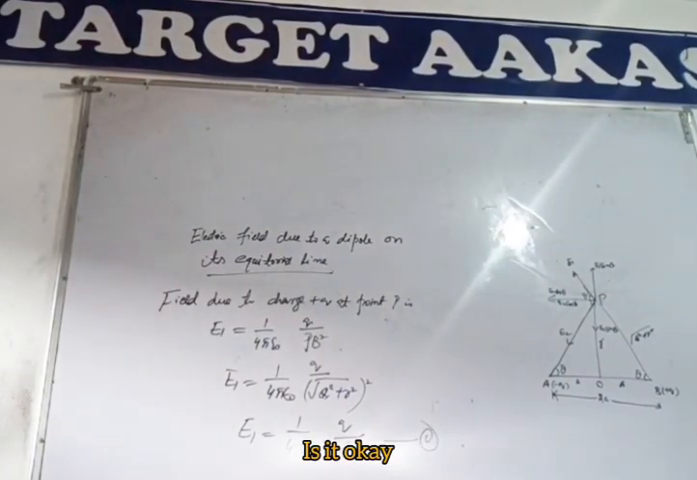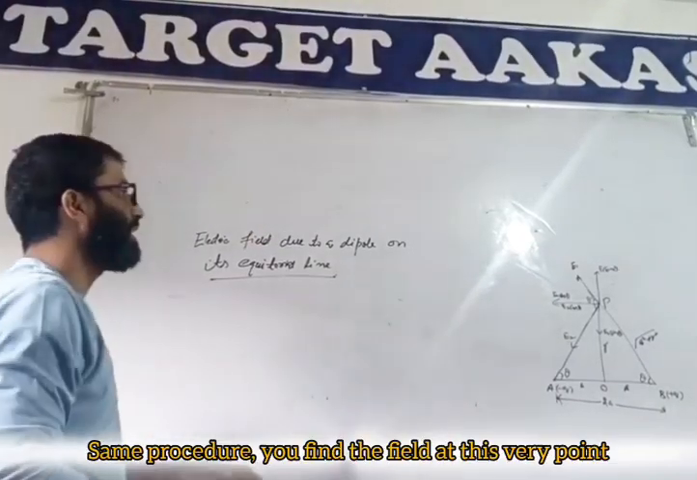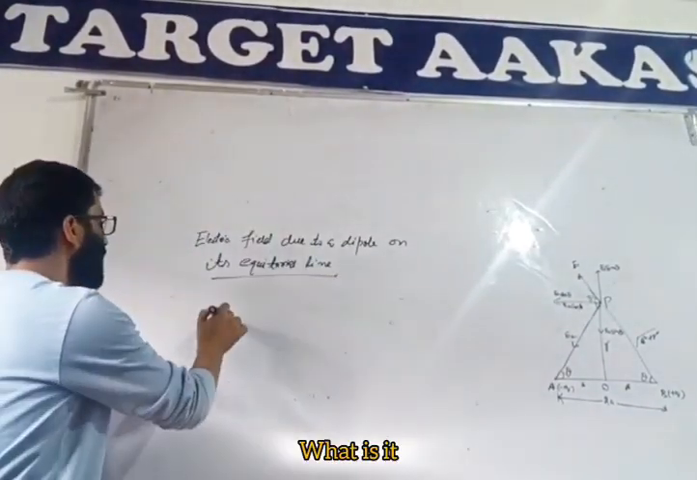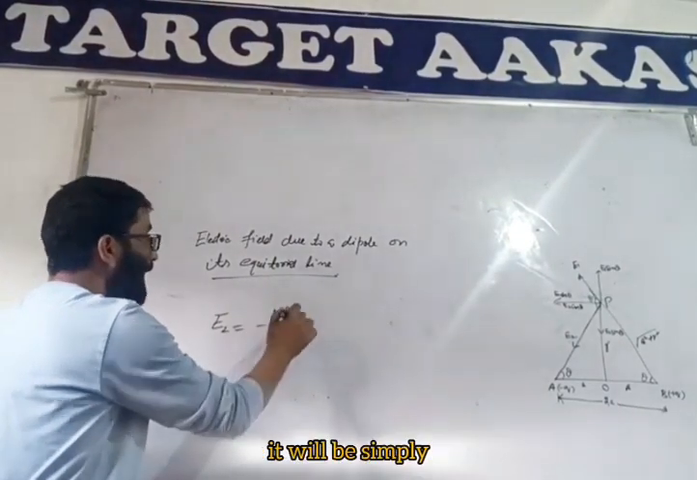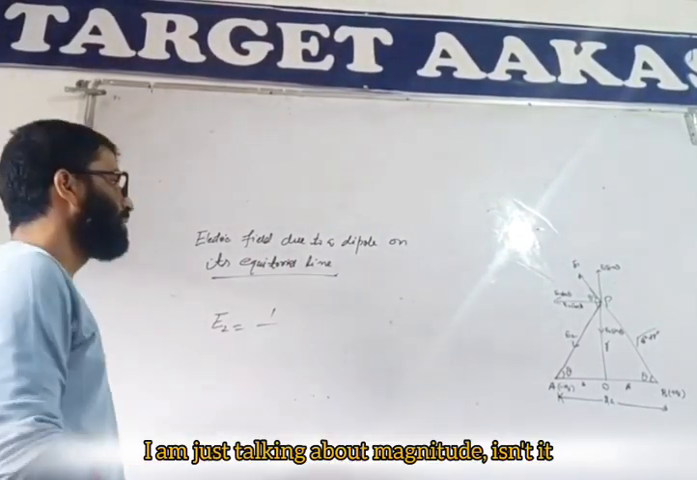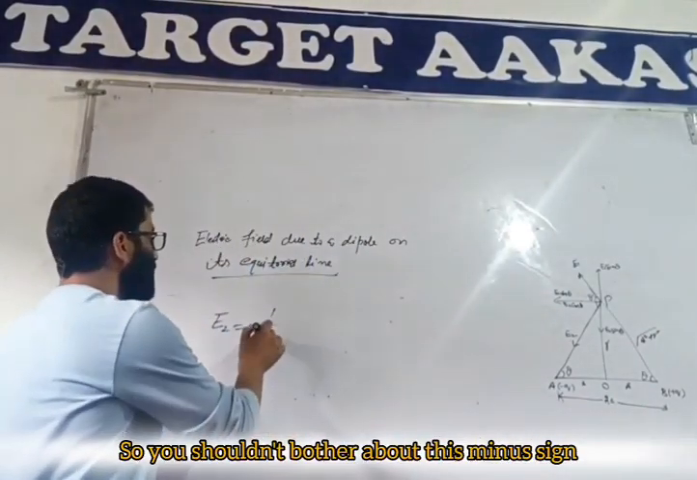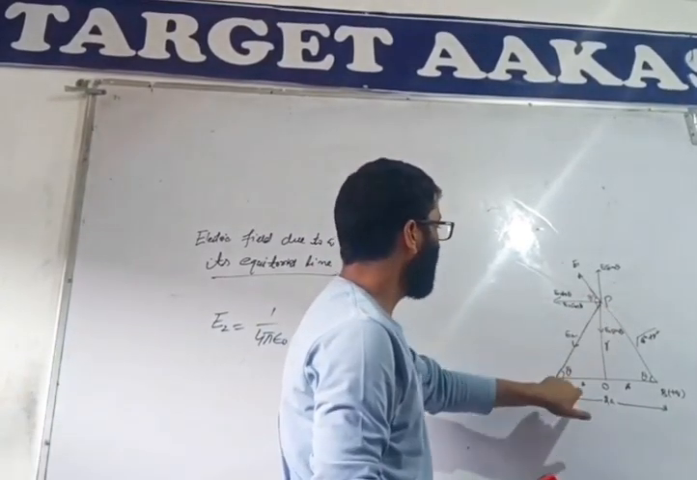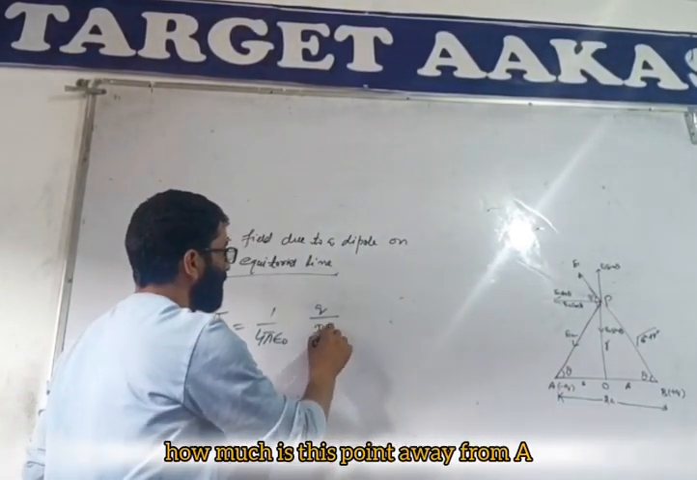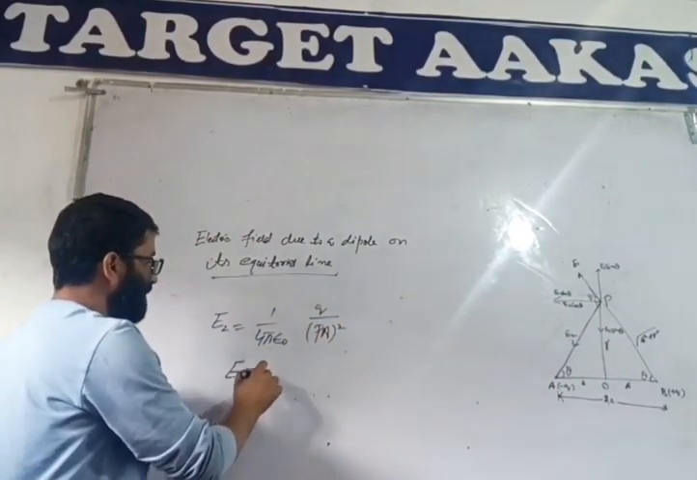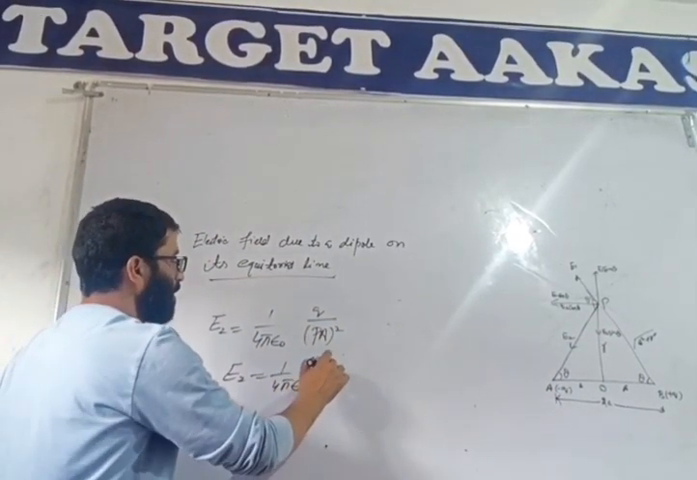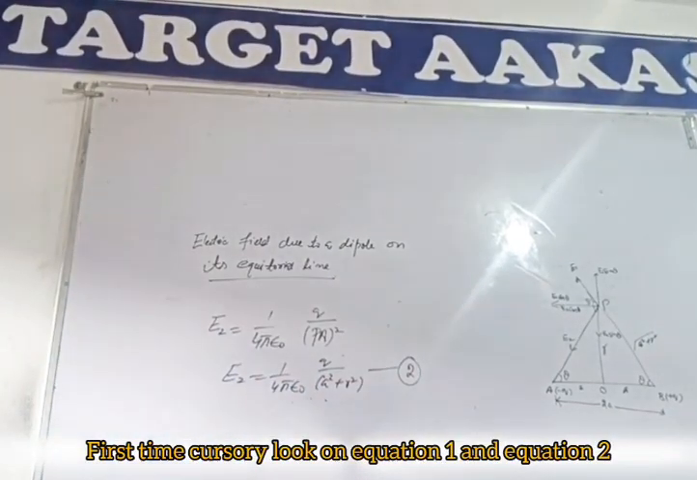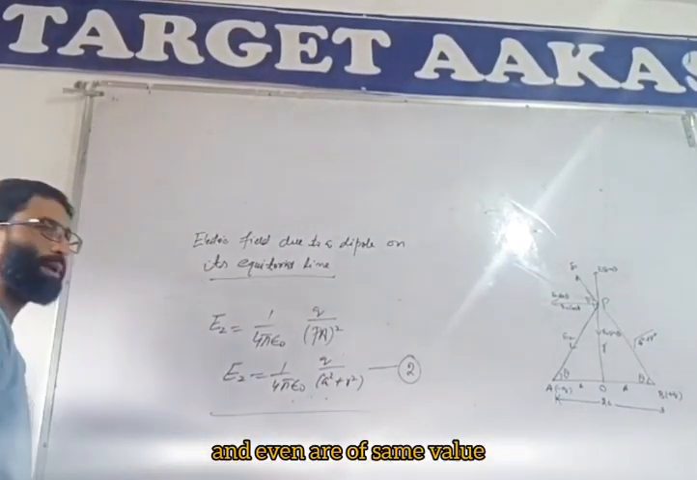Is it okay? Same procedure to find the field at this point due to charge minus Q, which is placed at point A. What is it? If I call it E2, I'm just talking about magnitude, so we should not bother about this minus sign. It is 1 upon 4 pi epsilon naught Q upon, how much is the distance of this point from A? That is the same. So E2 will be simply 1 upon 4 pi epsilon naught Q upon a square plus r square. Comparing equation 1 and equation 2, you find E1 and E2 are of the same magnitude.